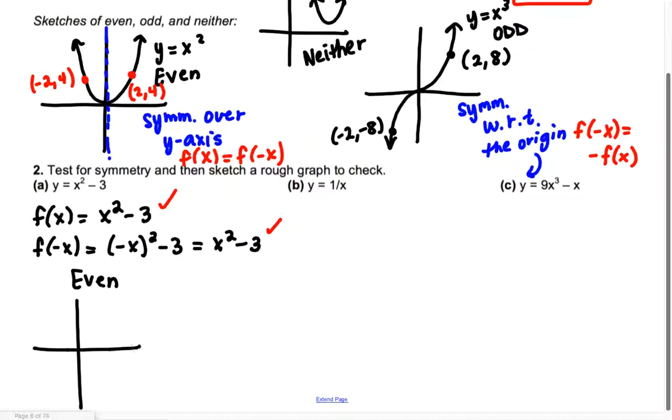So what does a rough graph of this look like? Well, it's just x squared, and it's shifted in what direction? Down 3. Do you guys remember your parent functions? I make my Algebra 2 classes do math aerobics.